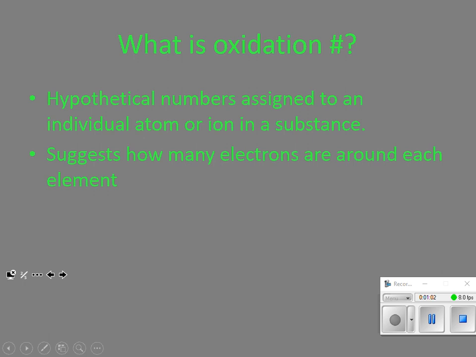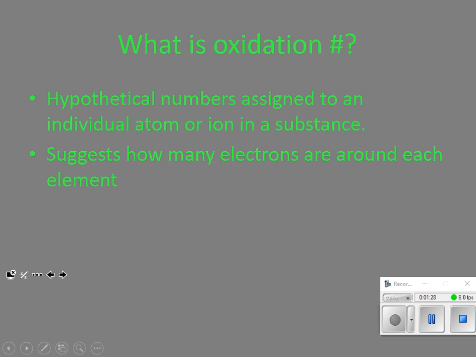An oxidation number is kind of a hypothetical of how many electrons you have around an element. Now, it's not saying, like gold, for example, it's element 79. It's not going to give an oxidation number of 79. Most things that don't have a charge, we would just give an oxidation number of 0. Hey, it's neutral. There's no difference.